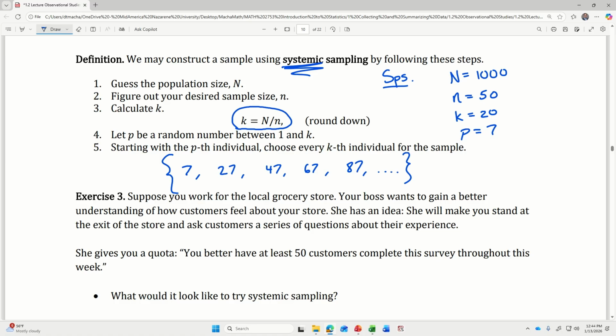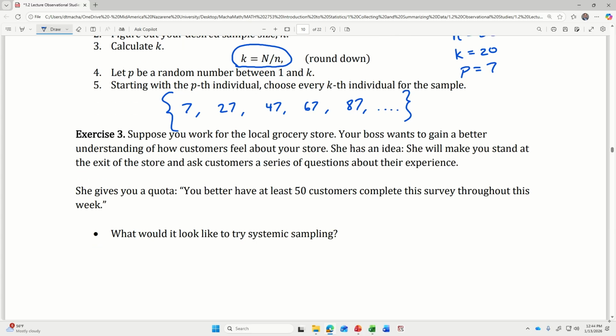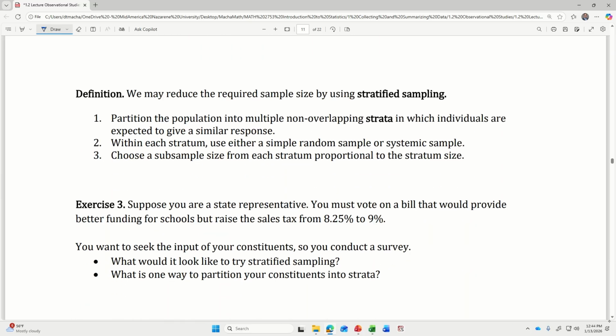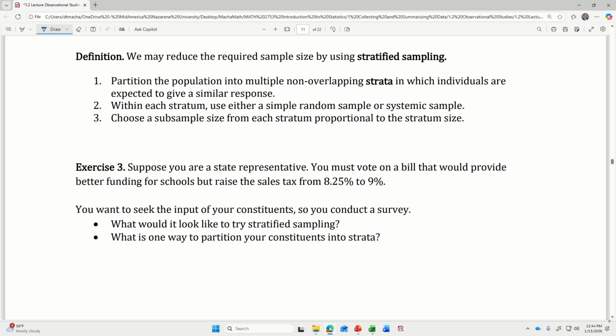With a systemic sampling method, you don't need a frame. If you want to conduct a simple random sample, you need an indexed list or a frame for your population, but for systemic sampling, the benefit is you don't actually have to have a frame for your population.